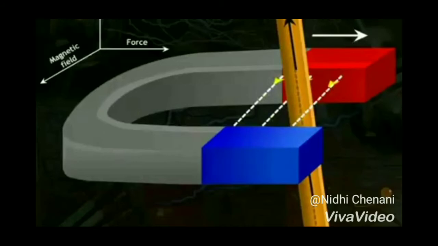Now if you know the direction of current and the direction of magnetic field, how can you find the direction of force experienced by this rod? How will you find the direction of force, whether it is going right or going left? As we discussed, if we change the direction of current, then the direction of force also changes. So let's find out how we can find the direction of force.